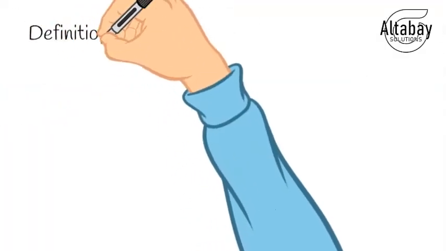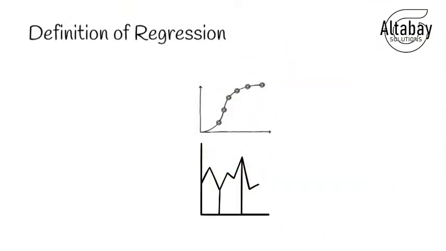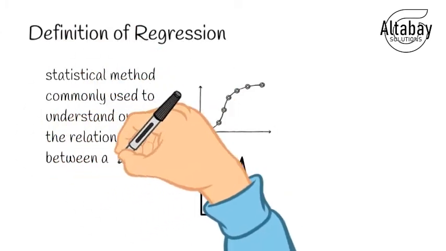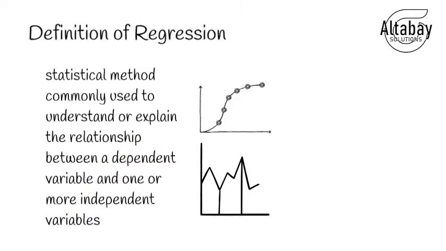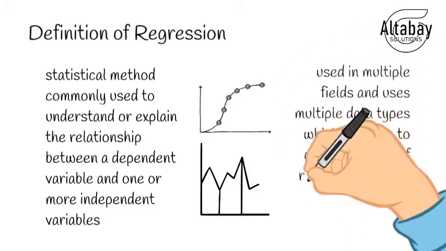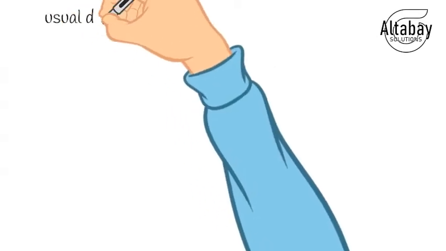Now let's give a basic definition to regression. Regression analysis is a statistical method commonly used to explain the relationship between a dependent variable and one or more independent variables. It is used in multiple fields and uses multiple data types which give rise to different types of models. We'll have separate videos to discuss its different types in detail, but for the meantime, here are the minimum data types required for each.